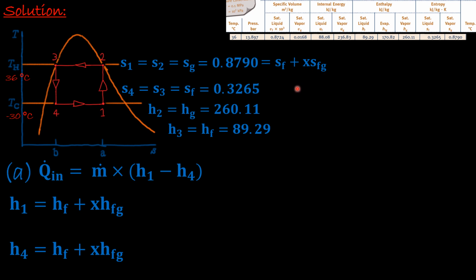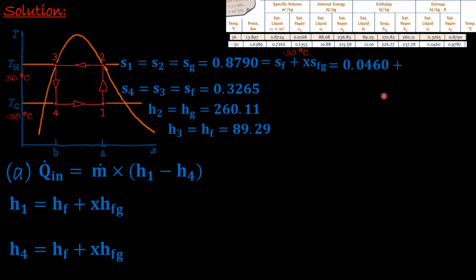And remember, the values that we want to get for the specific entropy are at minus 30 degrees Celsius. So we will go to the table of minus 30 degrees Celsius, and we will extract the entropy values for s_f and s_fg. And remember, s_fg is the difference between s_g and s_f. Then we're going to plug in the values, and that will be a simple algebraic equation, and you can solve for x.